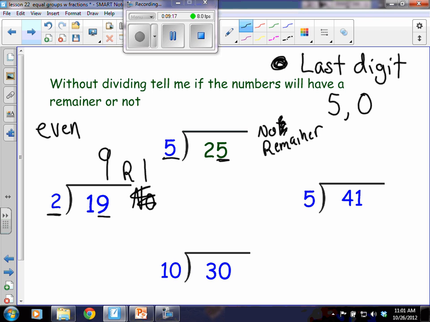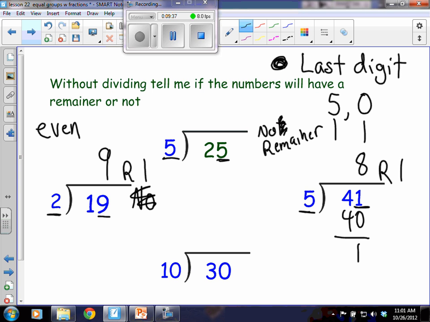If we look at another 5 problem over here, we can say, okay, what's the last digit? It's a 1. Is it a 0? Is it a 5? No. That means there will be a remainder. 5 is going to go into 41 8 times. That's going to be 40, and so we're going to have a remainder of 1 in this case.